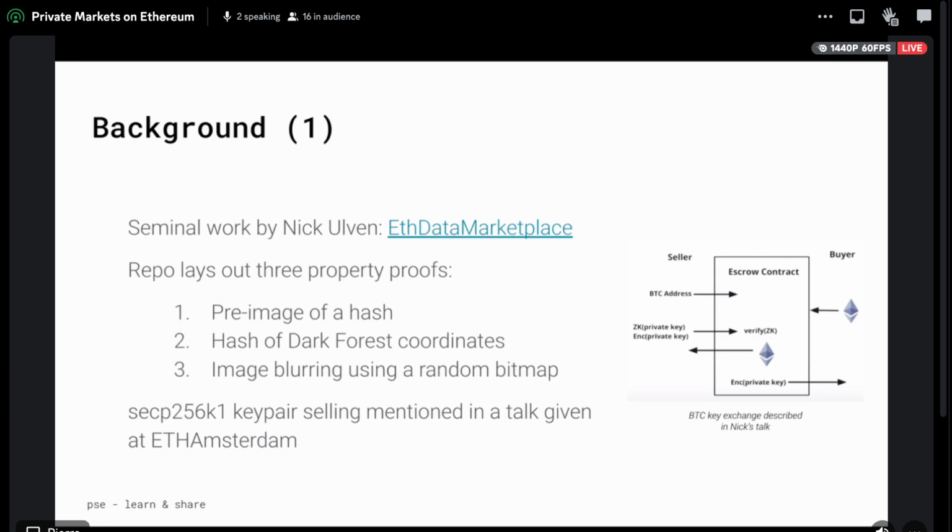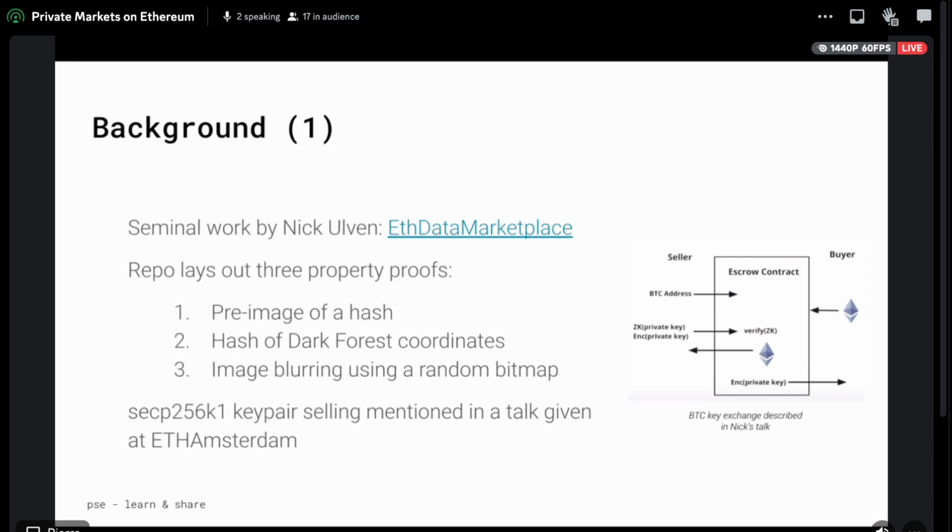He lays out 3 property proofs, and he leverages those property proofs for different use cases. He says, okay, we can basically sell the pre-image of a hash. We can also sell the hash of Dark Forest coordinates. Dark Forest is an on-chain game. We can also leverage this for proving the image blurring process that was done on some particular JPEG, for instance, using some random bitmap.